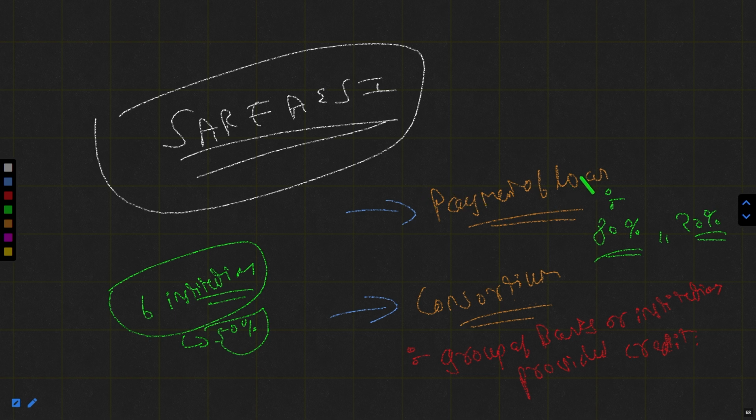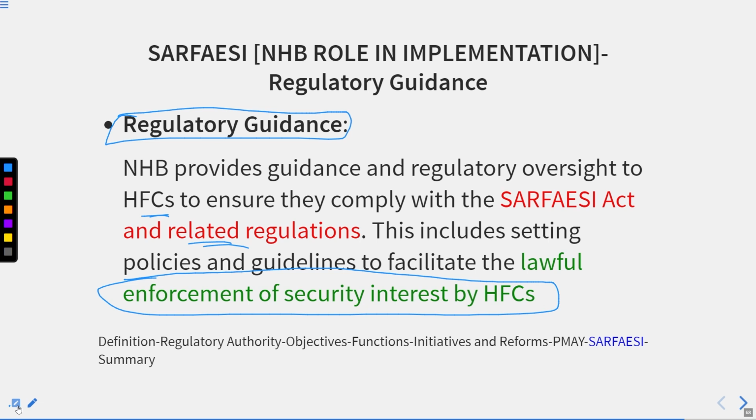First, payment of loan: if 80% has been paid off, for the remaining 20% SARFAESI cannot be applicable. For consortium cases, when a group of financial institutions is involved, no single entity is allowed to sell the mortgaged property. It requires voting, and at least 50% or more should be in favor of selling the mortgaged property to recover the loan.